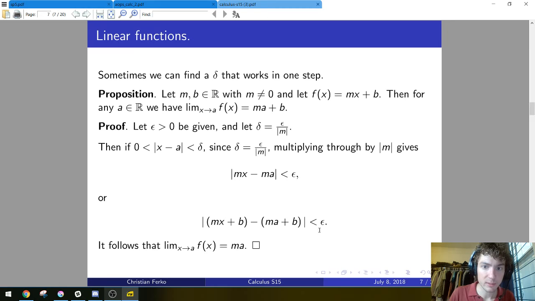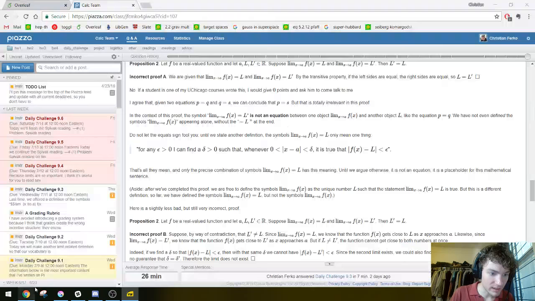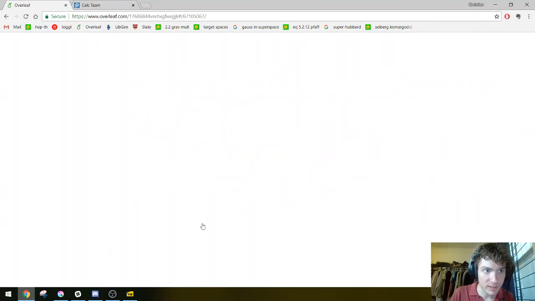But that's what we've done here because f of x equals mx plus b. So the first part here, this is f of x, and this is L. This L is the value of the limit that we're trying to prove it approaches. So this is absolute value of f of x minus L, and it's less than epsilon. So we have proven exactly the statement which appears in the definition, which means that, oh, I forgot, there's a typo here. This should be ma plus b. I forgot the plus b. I will go back and actually fix that right away.